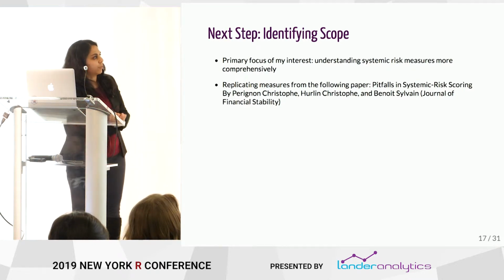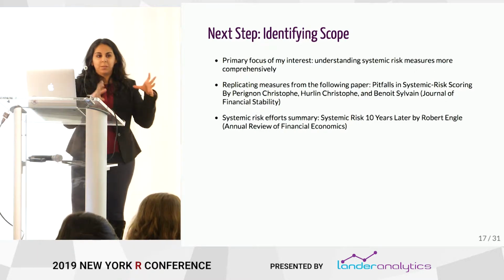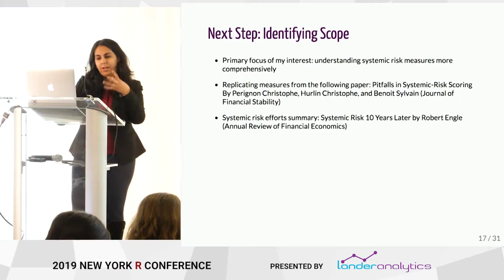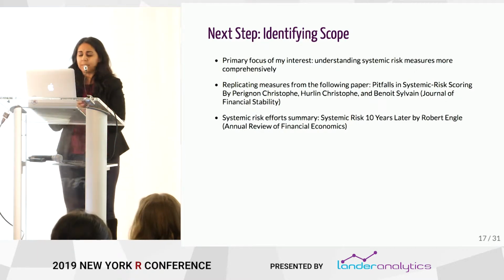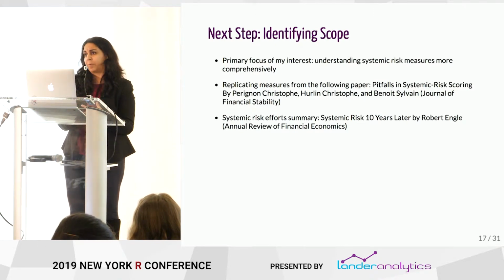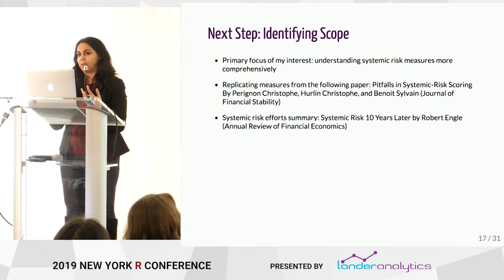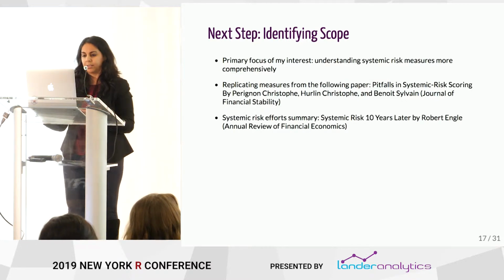And I'm not going to read every author's name, so it's there. Okay. So that's the focus of today's, like, what I'll show you. But if you're interested, there is a systemic risk efforts summary written by Robert Engel. It's out there. You can search for it. It's in the Annual Review of Financial Economics. So that gives you an update on how we're doing and how we're measuring things.